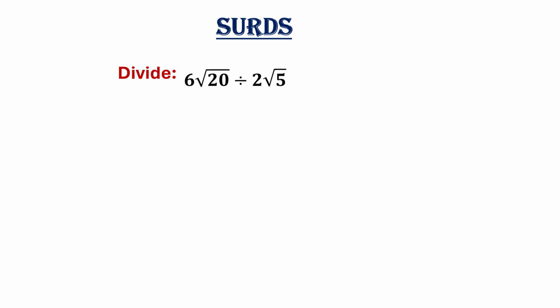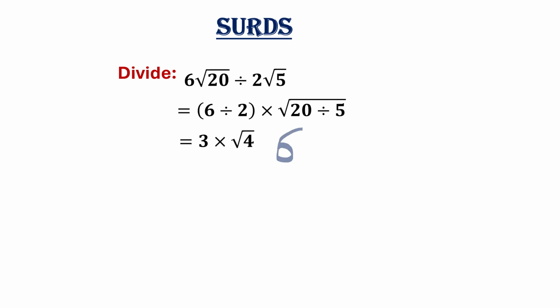So we'll divide the numbers 6 and 2, and then we will divide the surds. So it's 6 divided by 2 times 20 divided by 5. 6 divided by 2 is 3, 20 divided by 5 is 4, so it's 3 root 4. The way I wrote it looks confusing. Let's just quickly do it here. Let's write it like this: 6 root 20, and 2 root 5.